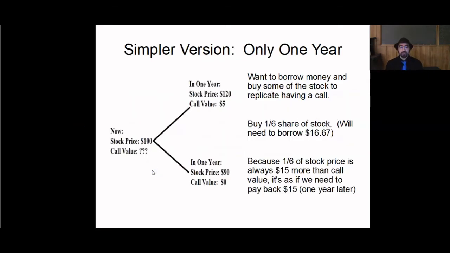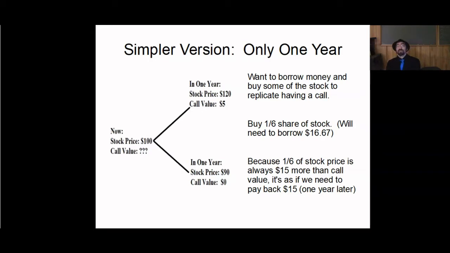Alright? So, we'll start with a simpler version. Suppose that instead of looking 3 years into the future, you look 1 year into the future. So right now, the stock price is $100. In 1 year, it will either go up to 120, in which case the call will have a value of 5, or down to 90, in which case the call will have a value of 0.